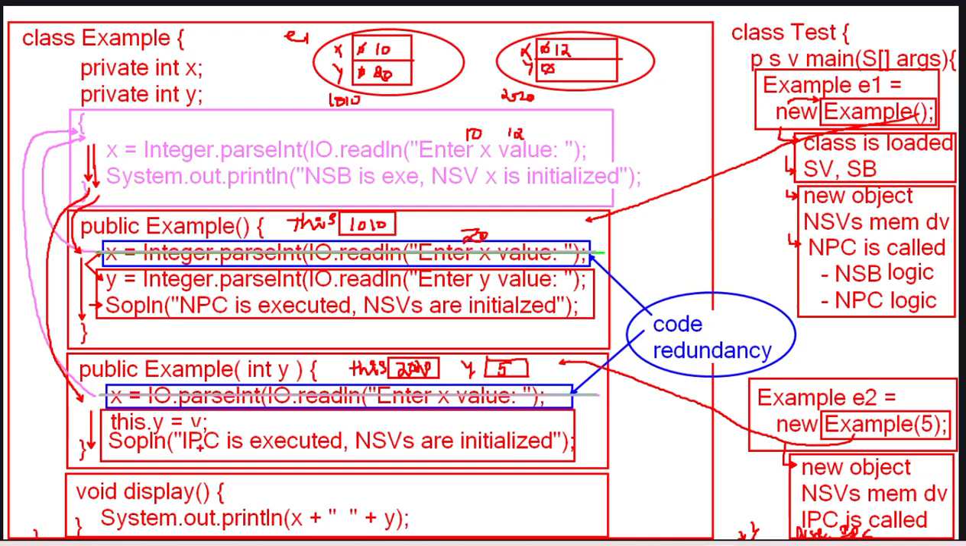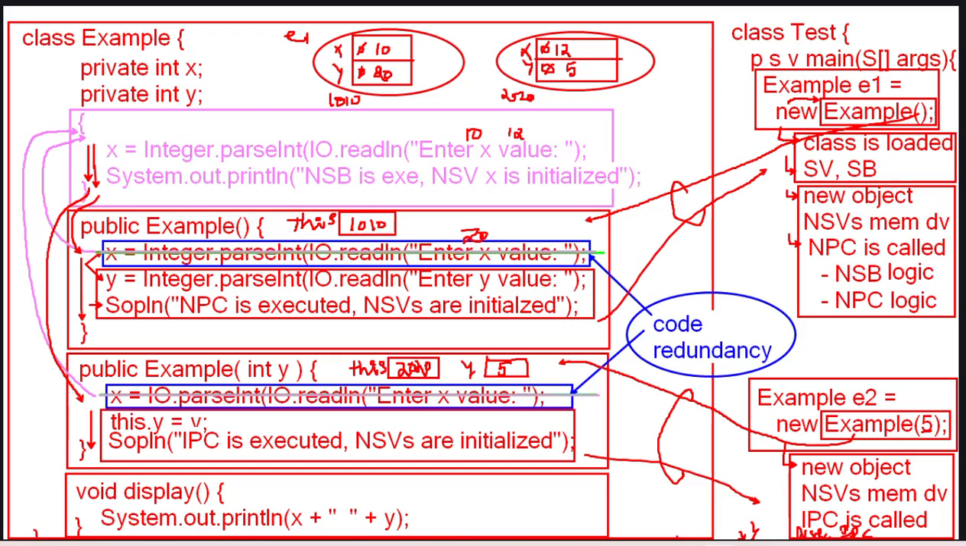Then 0 is replaced with 12. Then control goes to the int param constructor. What is written in the int param constructor? this.y equal to y. What is the y value passed? 5. Then what is stored here? 5. Okay? And then control will go back to main. I am asking questions. Try to answer by seeing the diagrams.